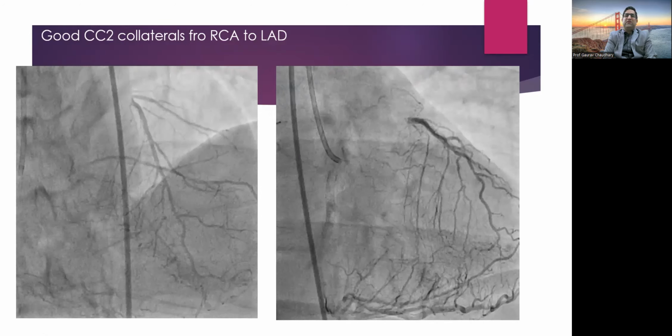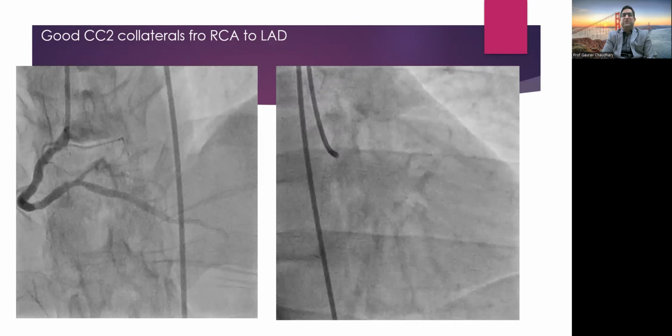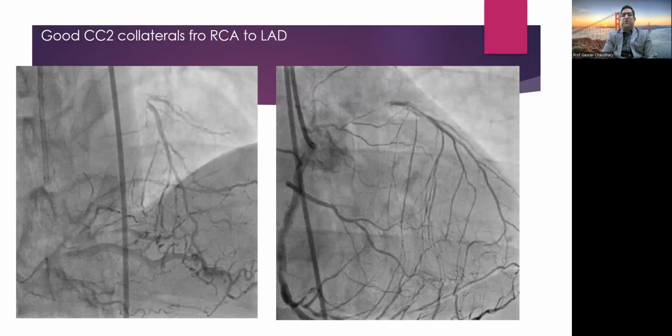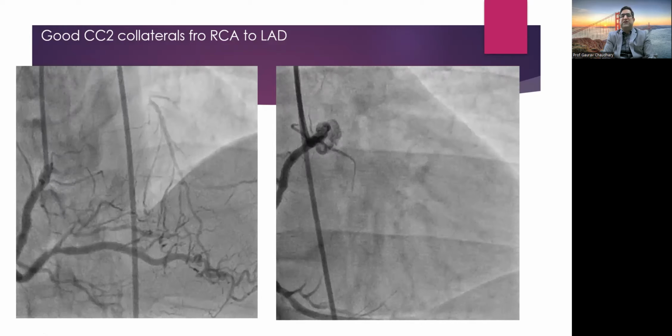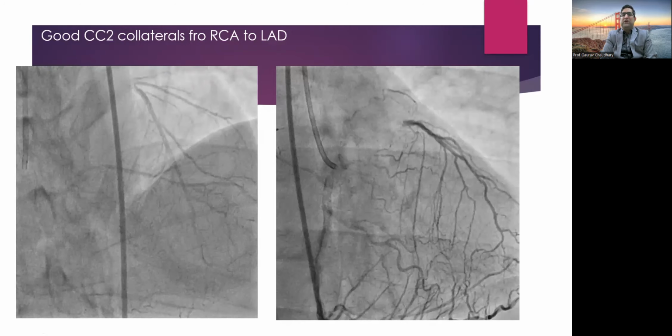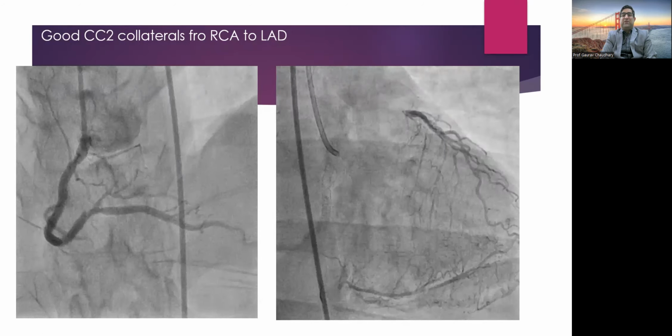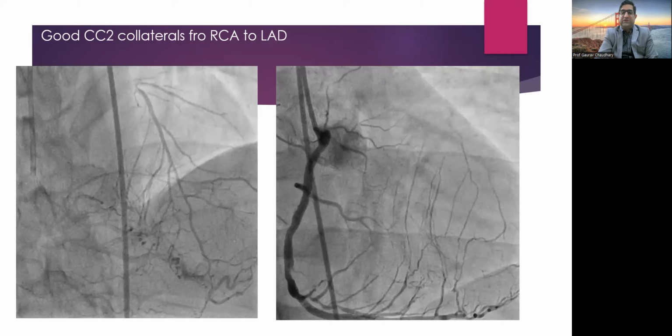We should see the septals in the RAO cranial and RAO caudal views to see the origin and the course of the collateral, because the entry and the exit point of a collateral are very important while negotiating a wire across these collaterals.